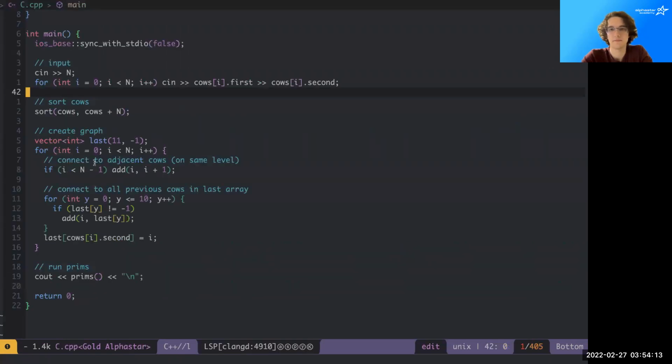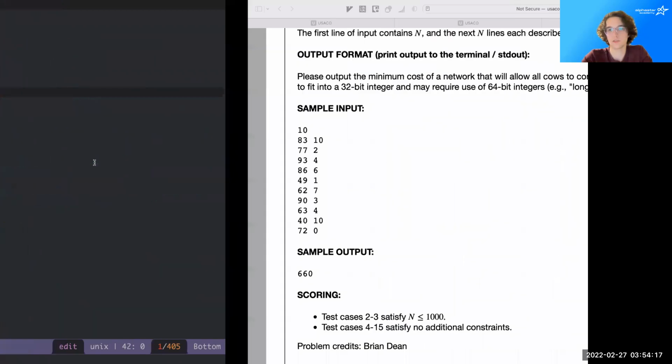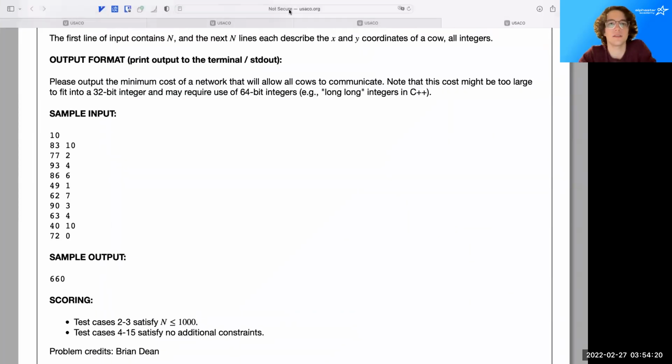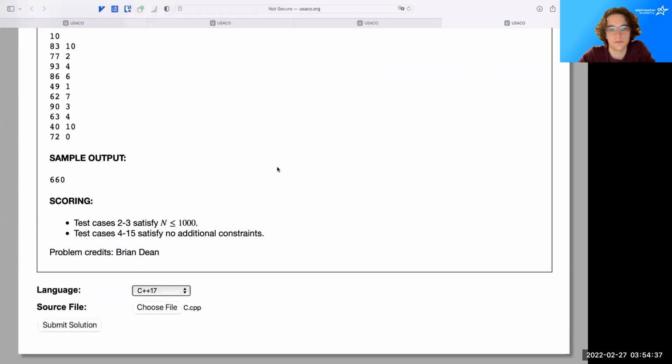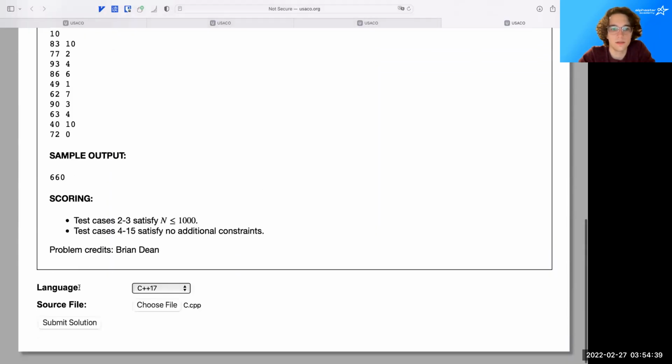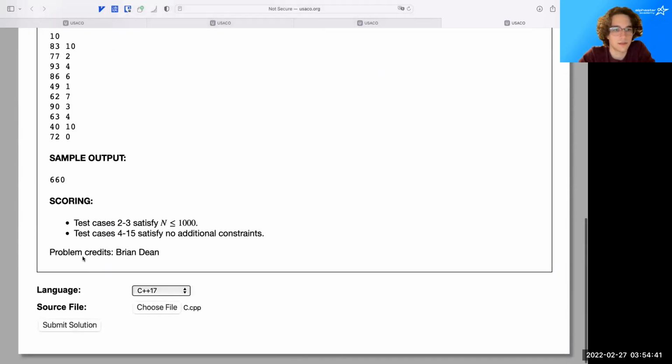You know what, that does seem correct on the sample. Maybe we should just try submitting it. Of course, with USACO, there's no penalty for using the judge to help you. So we'll just see what the judge says. Okay, so we will submit it real quick. I think we're good. Let's see.